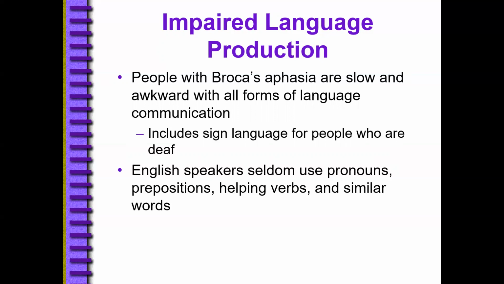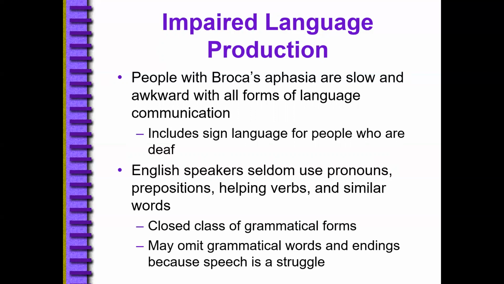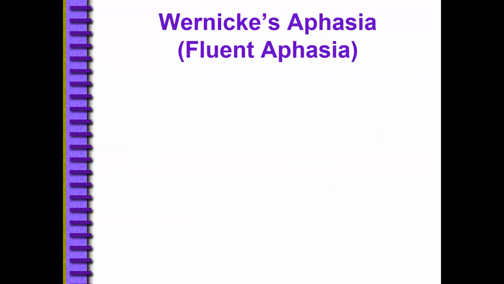In terms of spoken language, in terms of English, English speakers with Broca's aphasia seldom use pronouns, prepositions, helping verbs, similar words. They might omit some words or word endings because the speech is a struggle. So they're just trying to get out what they're trying to say. I'm kind of exaggerating to show that it's the slower speech, and they might cut off some of the words and just try to say what they're trying to say. So Wernicke's aphasia is referred to as fluent aphasia.